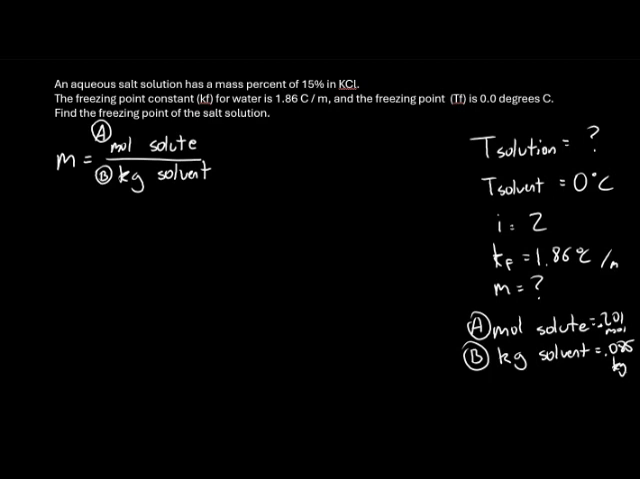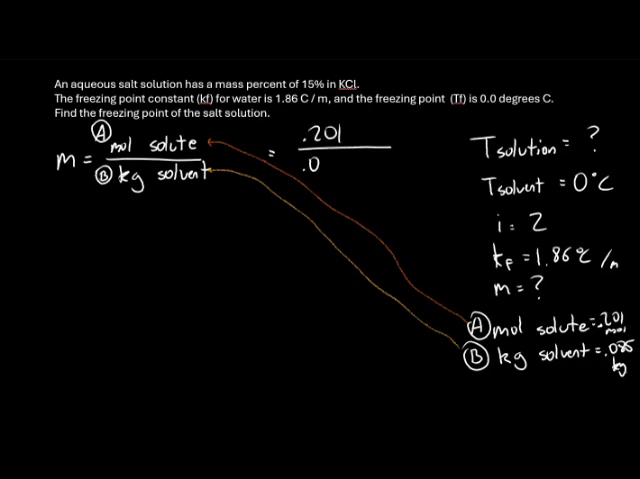Now that we have the answers to part A and B, the answer to part A goes on top of the fraction. Answer from part B goes on the bottom of the fraction. Our moles were 0.201. Our kilograms were 0.085. We divide in a calculator. We get 2.37 molality for our answer. We'll now write that next to the molality here so we can keep track of that.